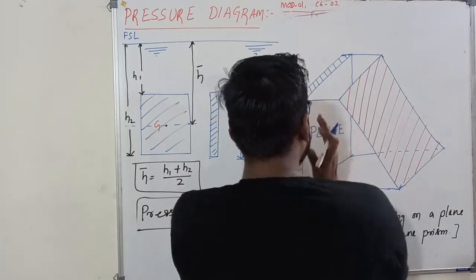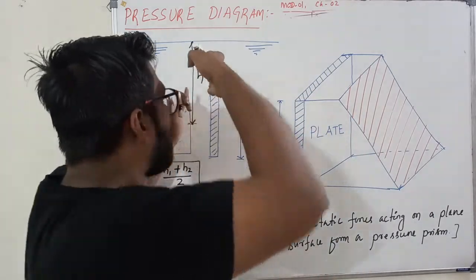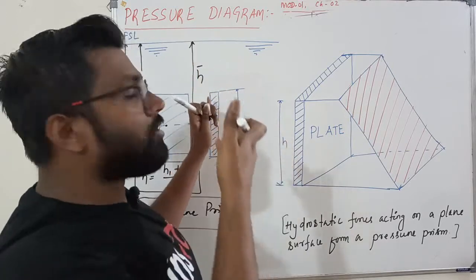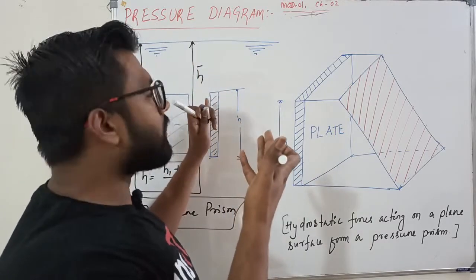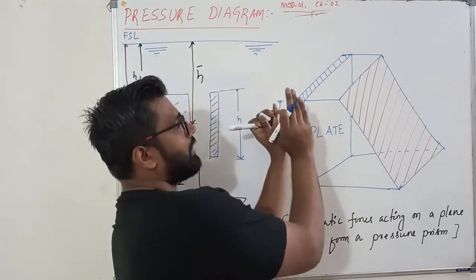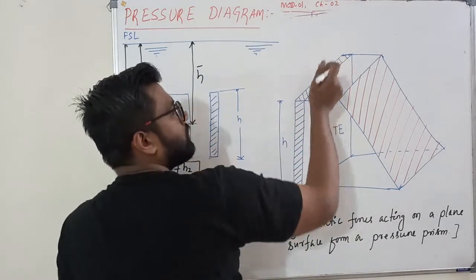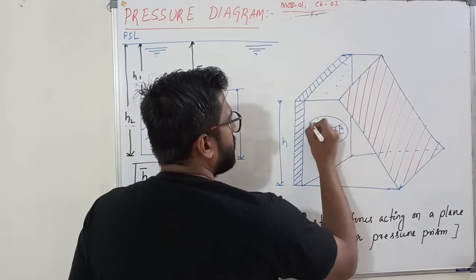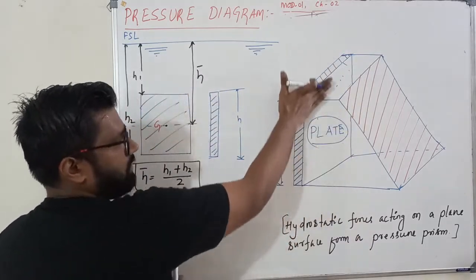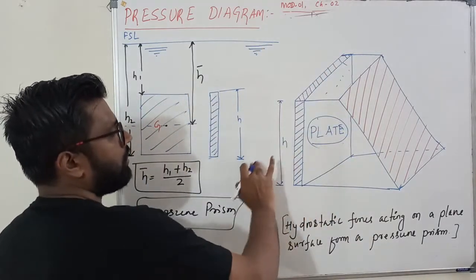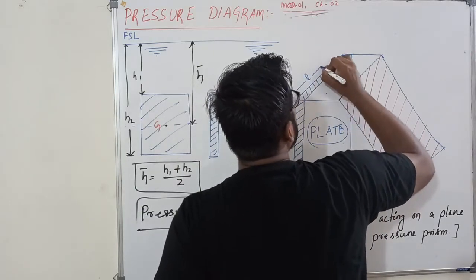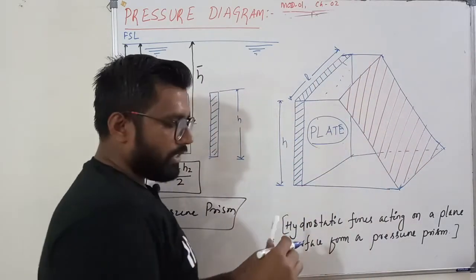This plate, if you see, is plain to the paper. How have I kept it? Plain to the paper, but I cannot draw plain to the paper. It's a two-dimensional diagram, so I have slanted it. This is your plate, and I have written here plate. This surface is your plate, whose height is h and the length is l.